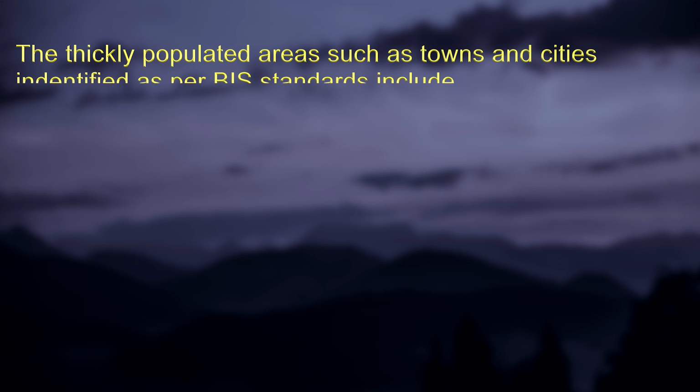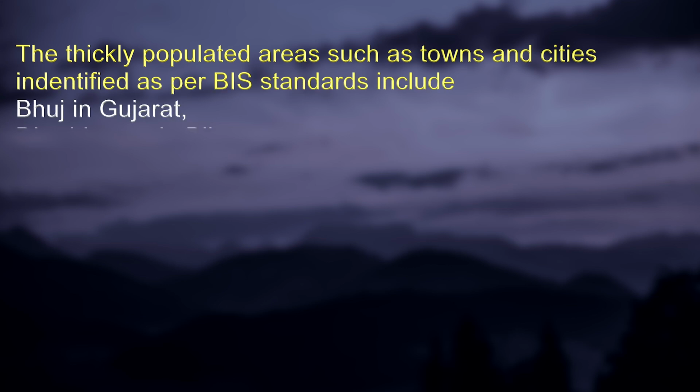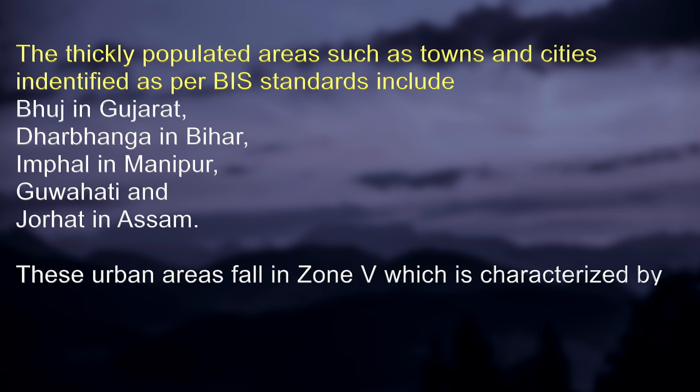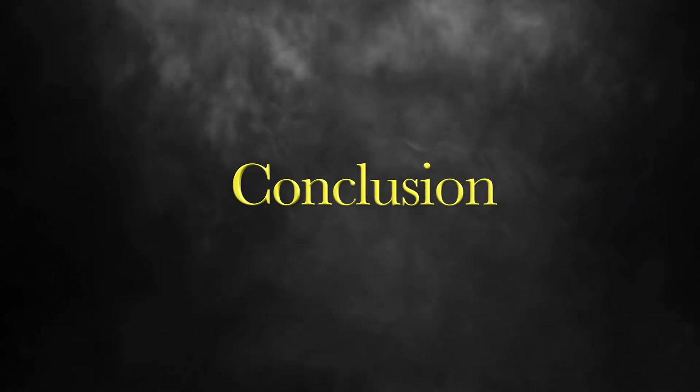The thickly populated areas such as towns and cities identified as per BIS standards include Bhuj in Gujarat, Darbhanga in Bihar, Imphal in Manipur, Guwahati and Jorhat in Assam. These urban areas fall in Zone 5, which is characterized by very severe seismic activity.